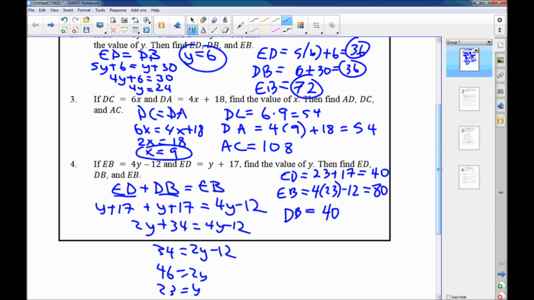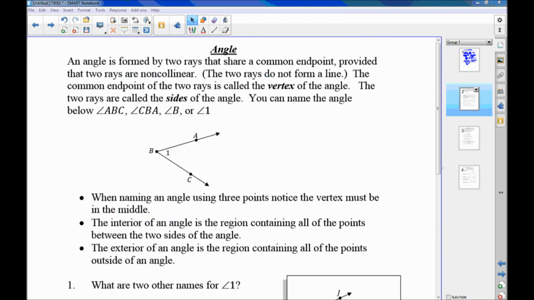All right, let's see what new stuff we have for today on the second page. On the top of the second page here, we have a new definition, angle. An angle is formed by two rays that share a common endpoint. So last time we learned what a ray was, it was kind of like half of a line. We have an endpoint, and then the line goes on forever on the other side. Provided that the two rays are non-collinear. Non-collinear means that they can't be together, so you can't have the ray like this, and then the second ray right on top of it.